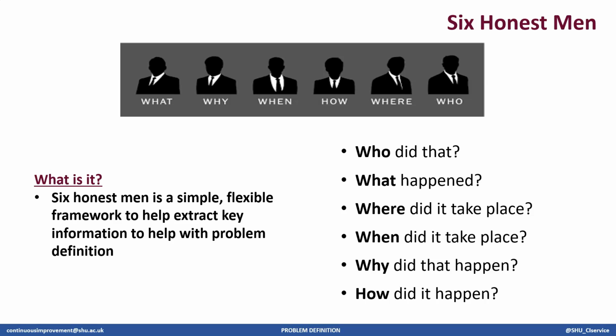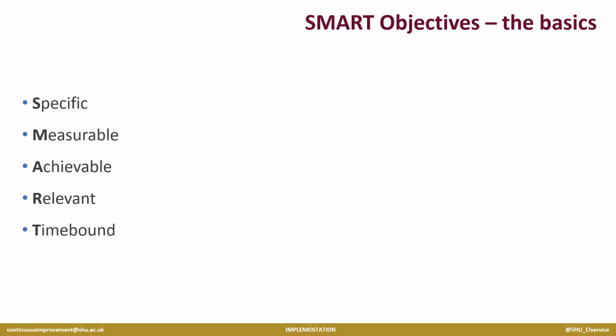This tool is very flexible and can be used in lots of different situations, so if the wording from SMART doesn't resonate with you, try asking yourself these questions. Whilst I explain the basics of SMART objectives, you will also be able to see on this slide how the 6 Honest Men tool can be used as a prompt to consider each element of the SMART framework in more detail, simply by asking what, why, when, how, where, and who questions.